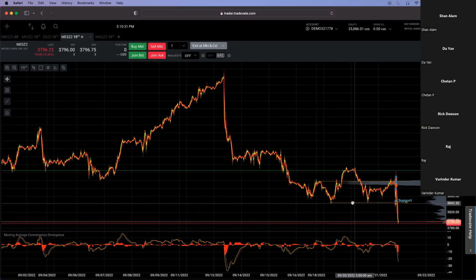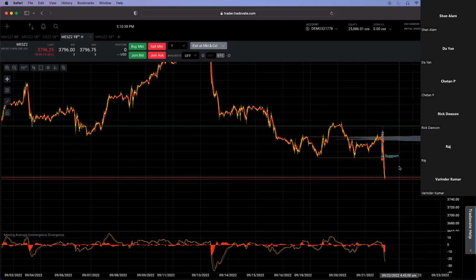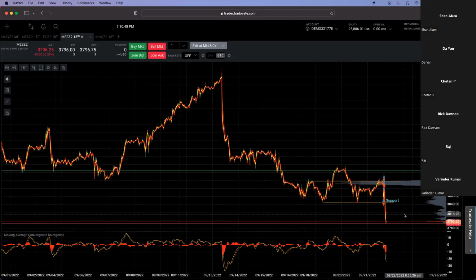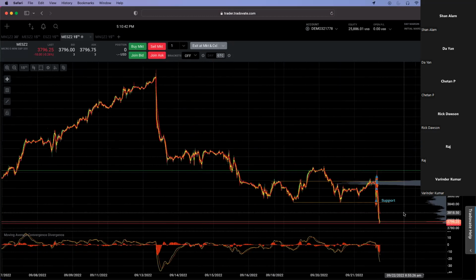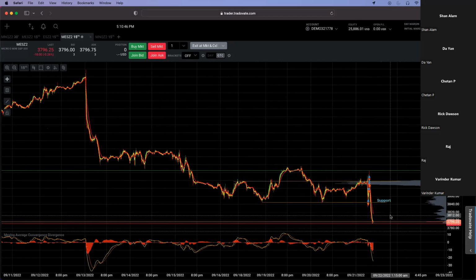See, look at the another support at 50 here. And if it does not hold, it's going to test the June low. Oh my God, I think it's around 36.50 something. So we never anticipated today's run.